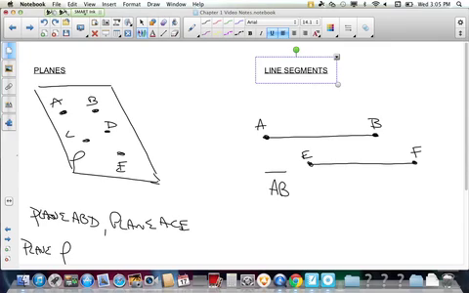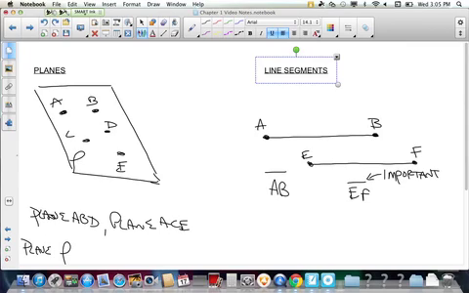We have another line segment here that we can call EF. We use the endpoints and we put a little line above it. Notice that there are no arrows on the ends of these like we have with a line. So that's the difference between a line segment and a line. Remember I said how important this part was? Again, remember this is important. We use this to identify what we're talking about. Are we talking about a line or a line segment? Is it infinite or does it begin and end?